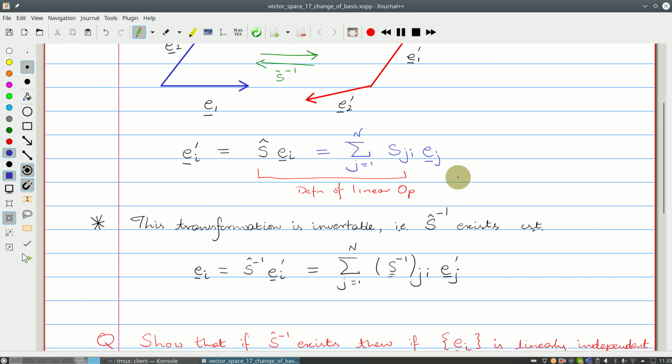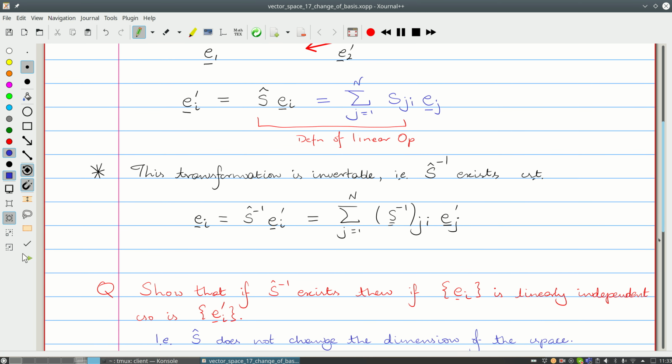Now all this is just a consequence of how linear operators act, and the only assumptions we have made are that this is an invertible process, and that it preserves the dimension of the space. So we are not transforming our space from a two-dimensional space into a one-dimensional space. We are keeping the same dimension.